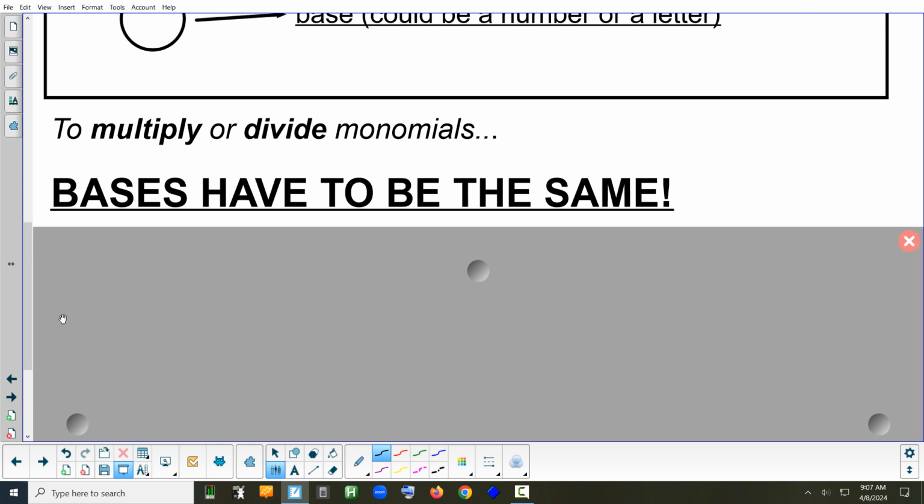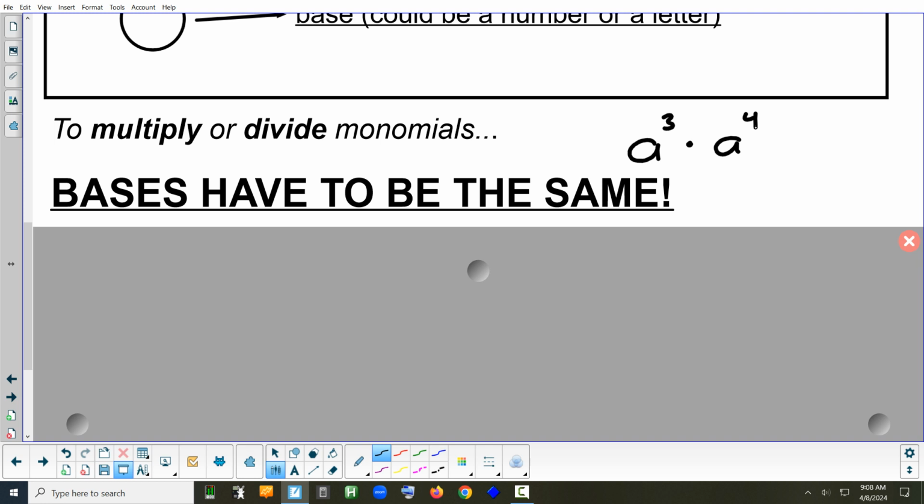So first of all, anytime you want to multiply or divide monomials, you should put this on the line that's right below that. The bases have to be the same. Okay, so somebody give me a letter that I could use as a base. A. So I'm going to take a to the third, and I'm going to multiply by a to the fourth. That I can do. I can combine those, I'm going to show you in a second, but those can be combined because they have the same base.